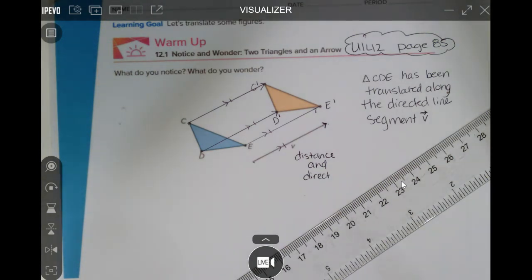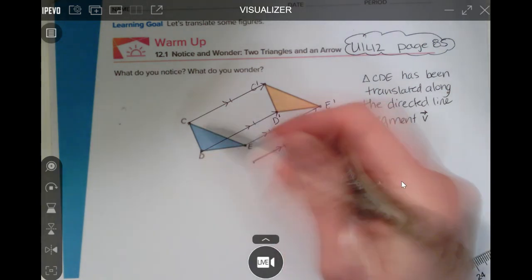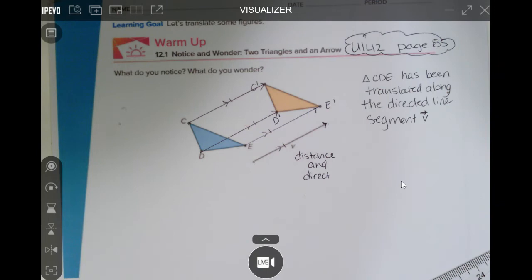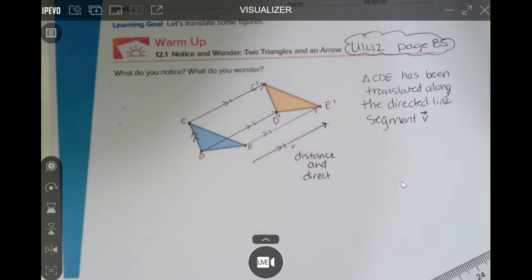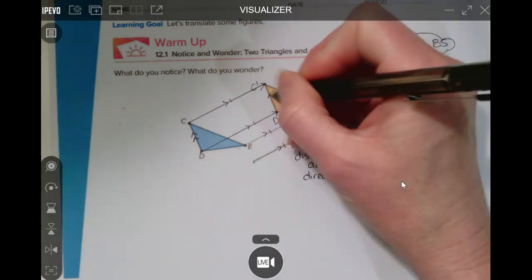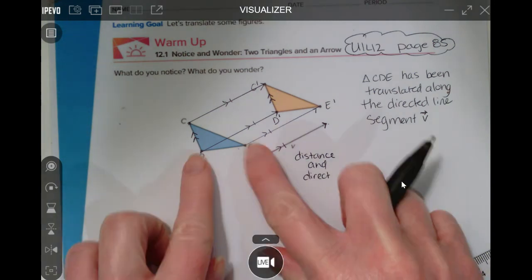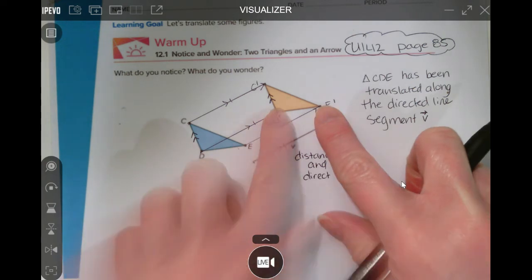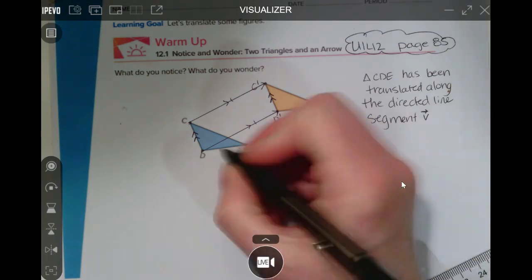So when each of these points are moved this distance and direction, I've moved my entire blue triangle to the orange triangle. And each of the sides of my triangle were also moved that same distance and direction. And if you look at CD, let's mark it with two arrows. If you look at CD, it is parallel to C prime, D prime. Let's take a look at DE. DE is the same distance and is also parallel to D prime, E prime. Let's mark that with three arrows.